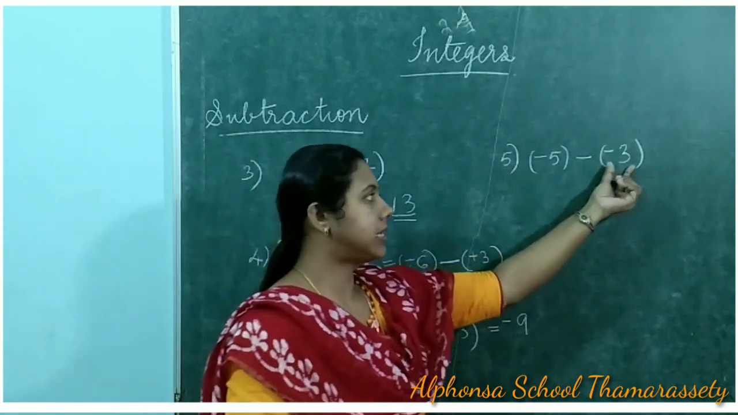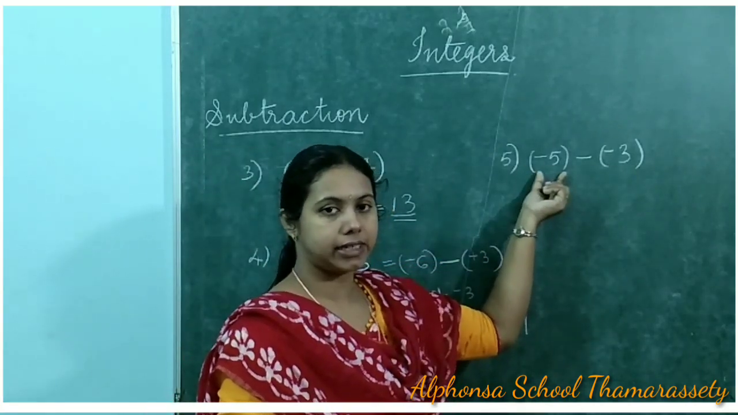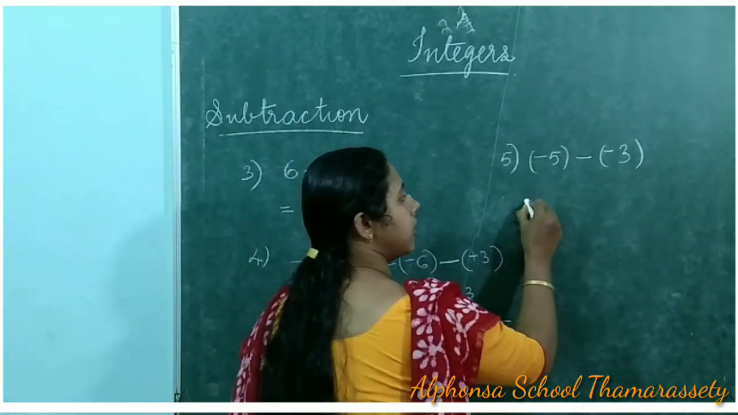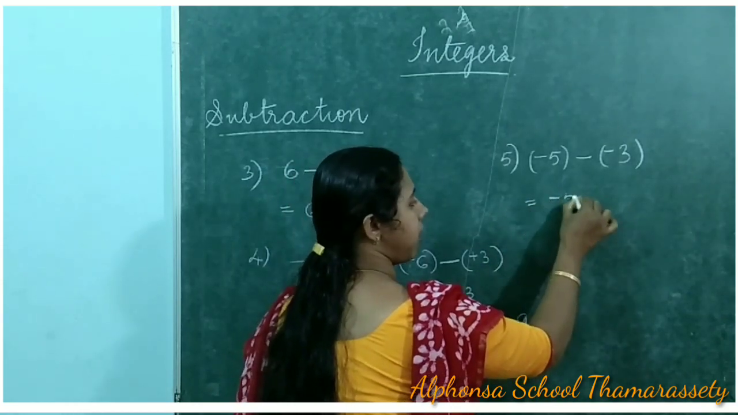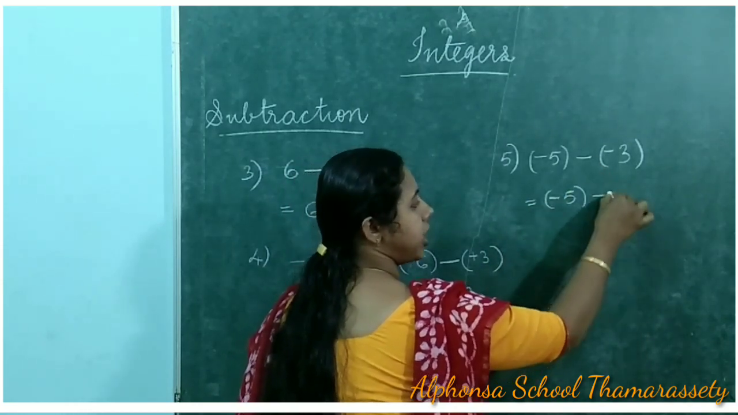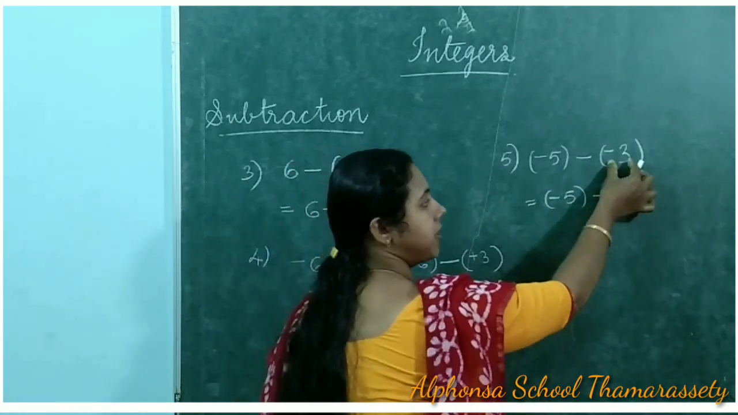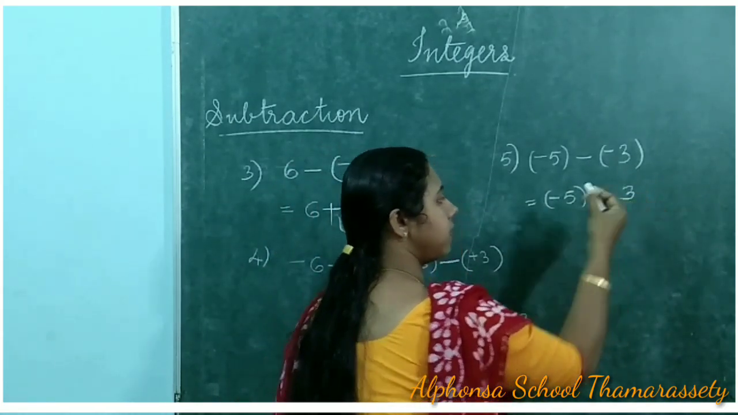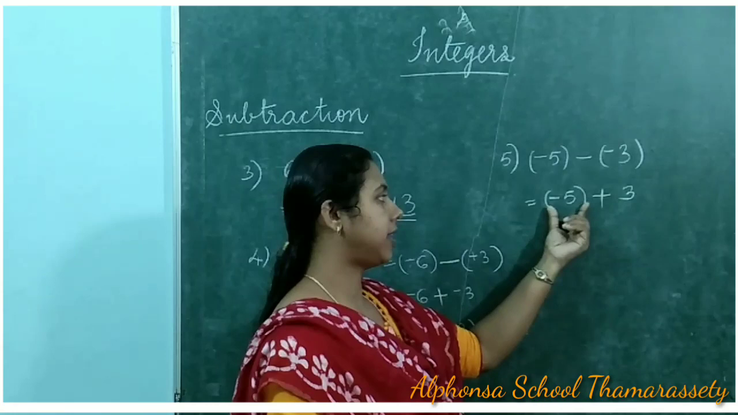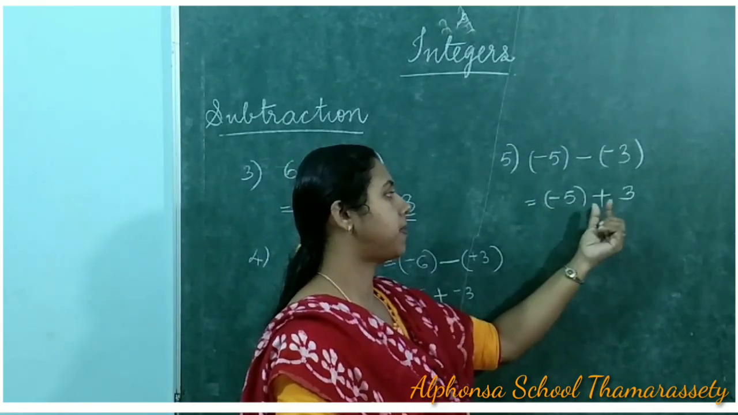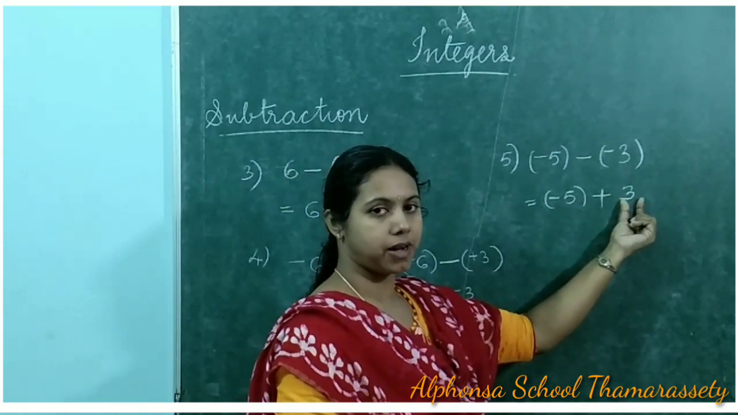A negative integer is subtracting from another negative integer. So it will be minus 5. Subtraction changes to addition. The additive inverse of the second number is positive 3. So we are adding a negative. Now we are getting a negative number plus a positive number.